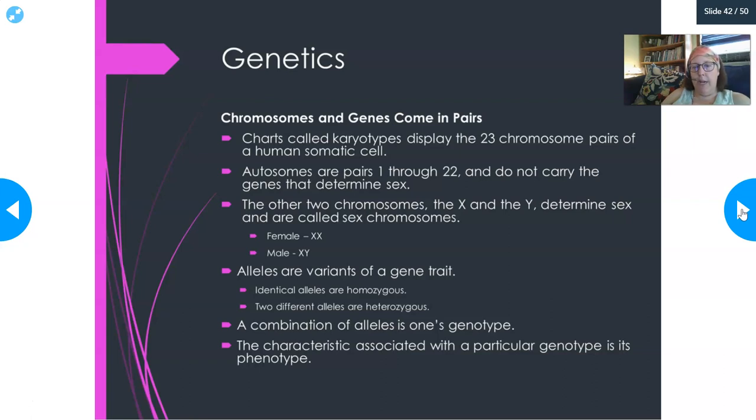And alleles are variants of a gene trait. If they're identical, they're called homozygous. If they're different, they're called heterozygous. So let's think about this in terms of eye color. If you look in your family, you might be able to determine this. For example, in my family, my dad has blue eyes and my mom has hazel eyes, and I have hazel eyes.